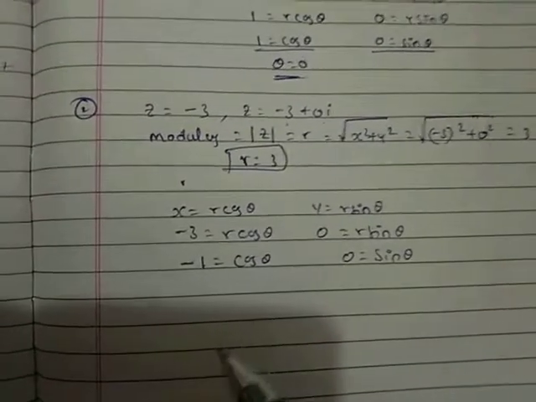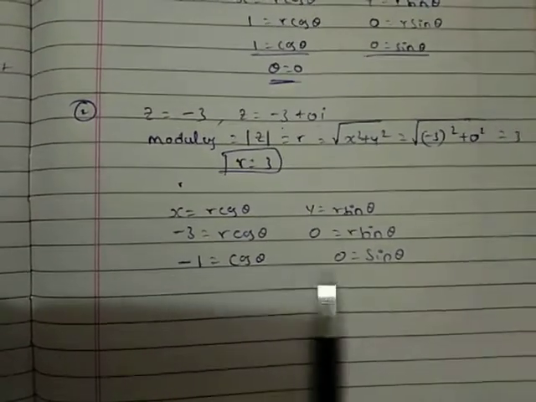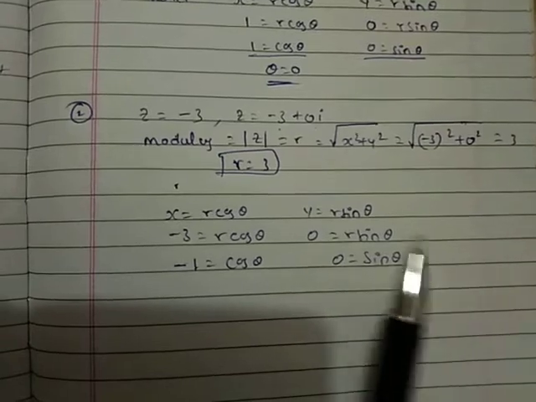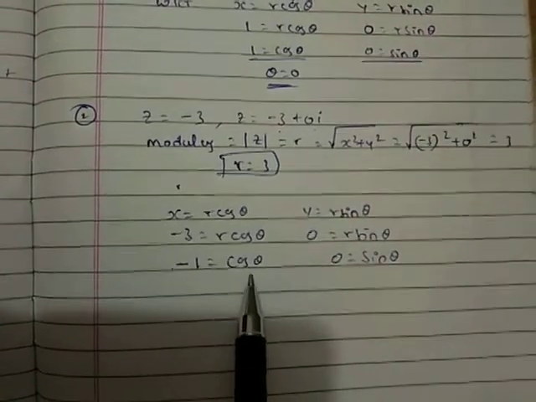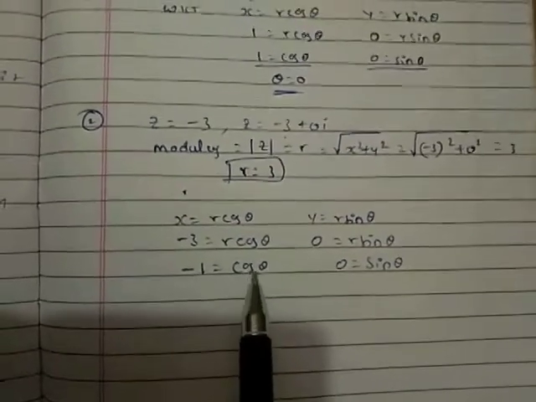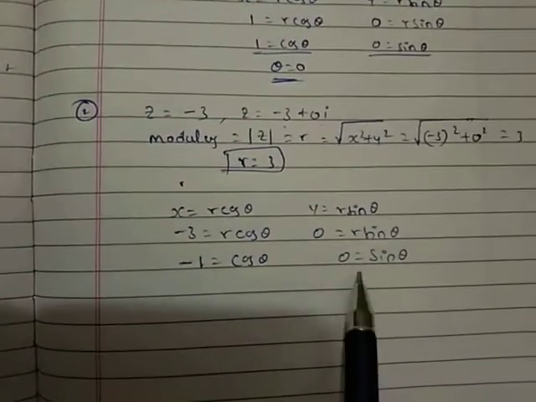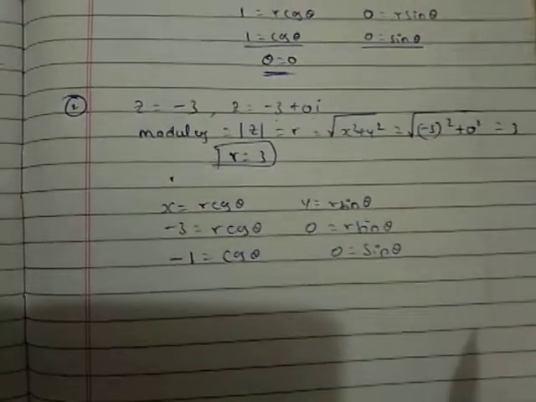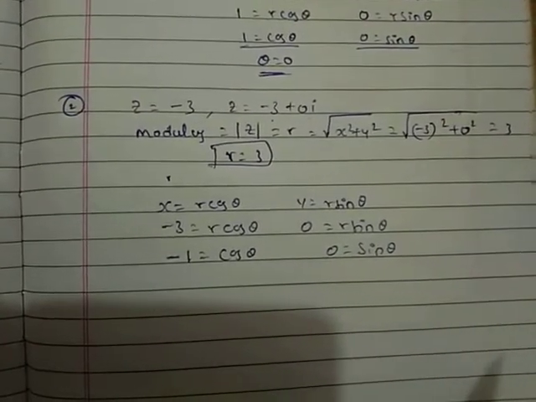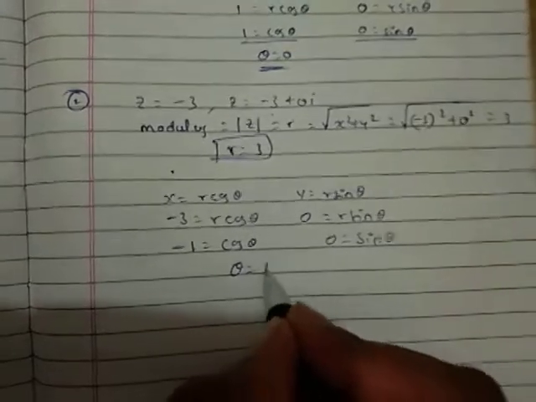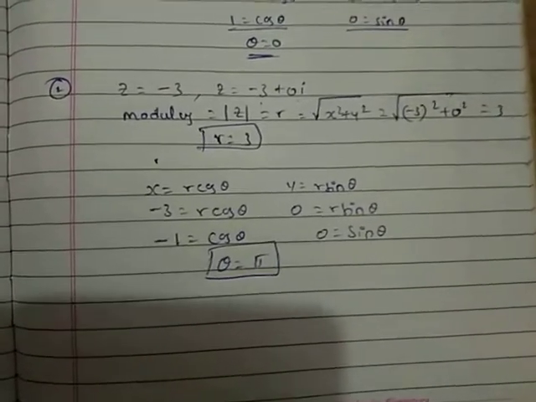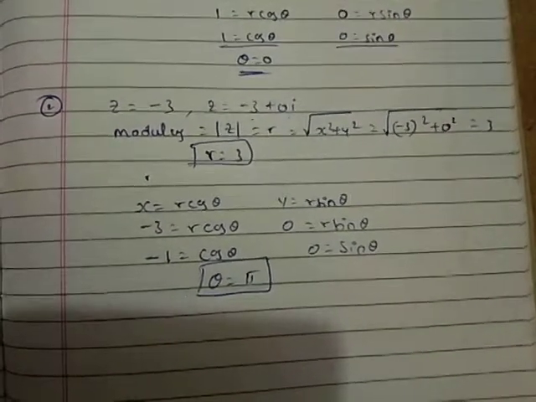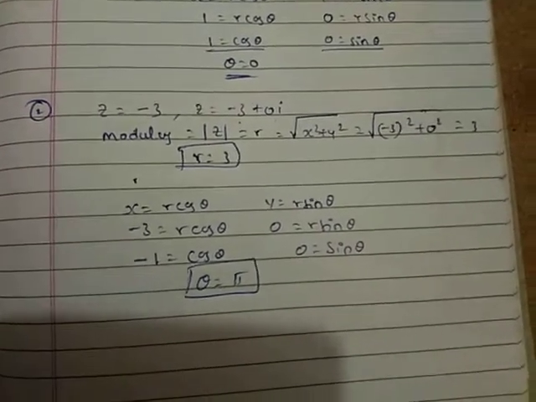So then observe carefully here. When cos theta is equal to minus 1 and sin theta is equal to 0, theta is equal to pi, because when you consider the trigonometric functions with the angles and the values, cos theta is minus 1 and sin theta is equal to 0 when the angle is equal to pi, or we can say 180 degrees. Okay, so theta is equal to pi, which is the required argument of the given complex number z is equal to minus 3, or we can say z is equal to minus 3 plus 0i. Okay, so just pause the video to note it down.